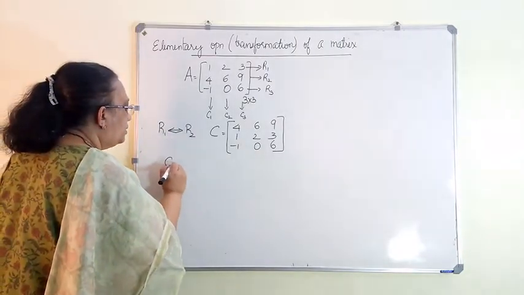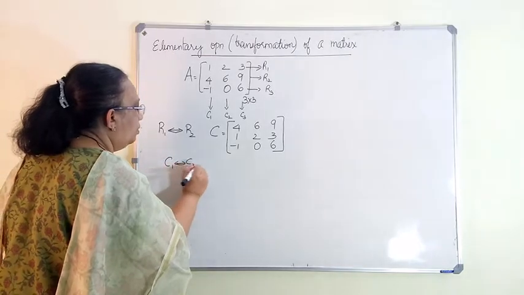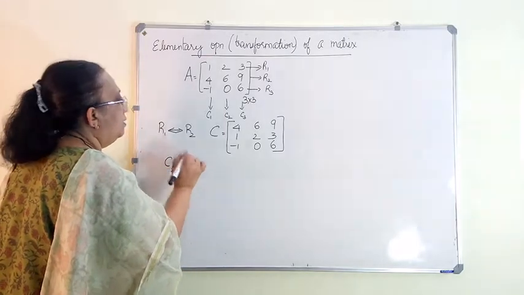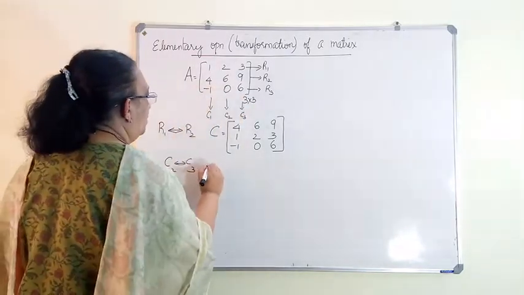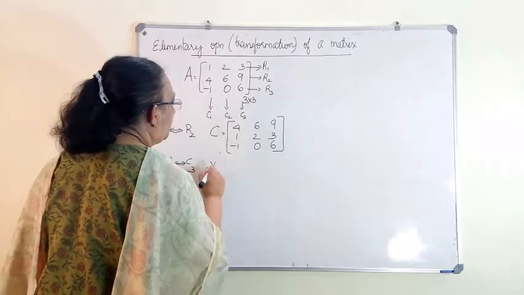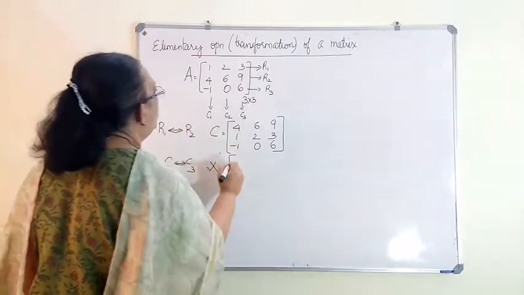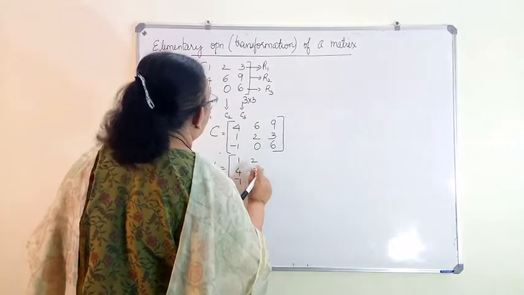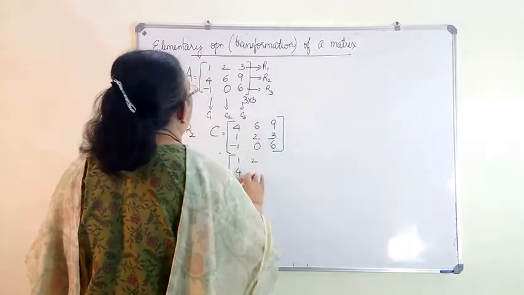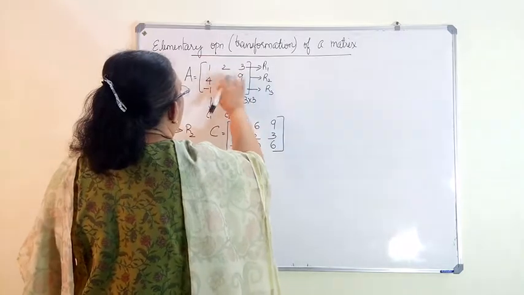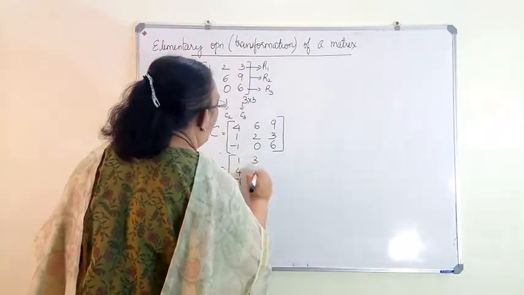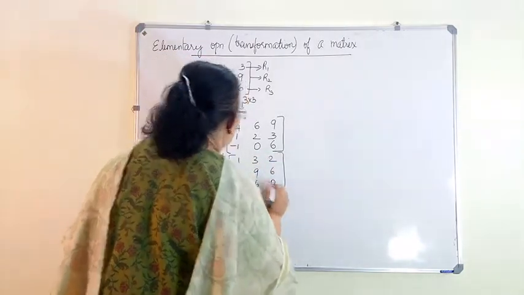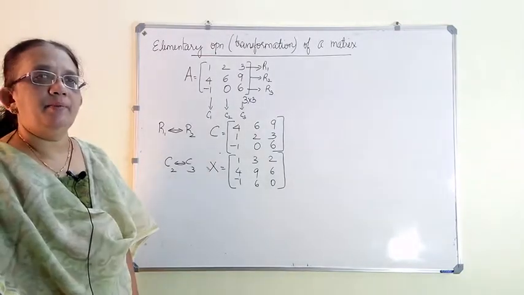Similarly, you can use this for columns. Column 2 and 3, I can interchange. That is equal to X matrix, equal to 1, 4, minus 1, 2, 3, 2, 3, 3, 9, 6, 2, 6, 0. So, this is the way you can interchange the matrix.